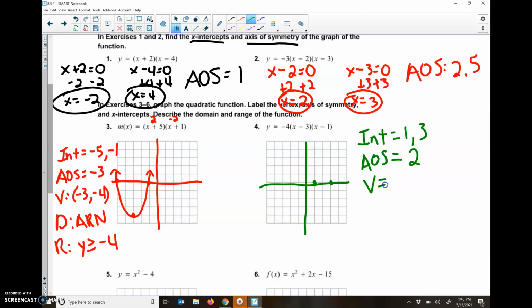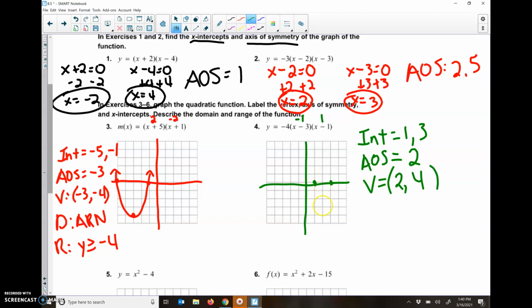Vertex, we got to do some math here. So we know that x is 2, but we got to figure out what that y is. So I'm going to plug in 2 for my x. So x minus 3, and it's 2 minus 3, so I get a -1. x minus 1, so positive 1. So I still have this -4 on the outside. So -4 times -1 is positive 4. Positive 4 times 1 is just 4. So that means my vertex is (2, 4).